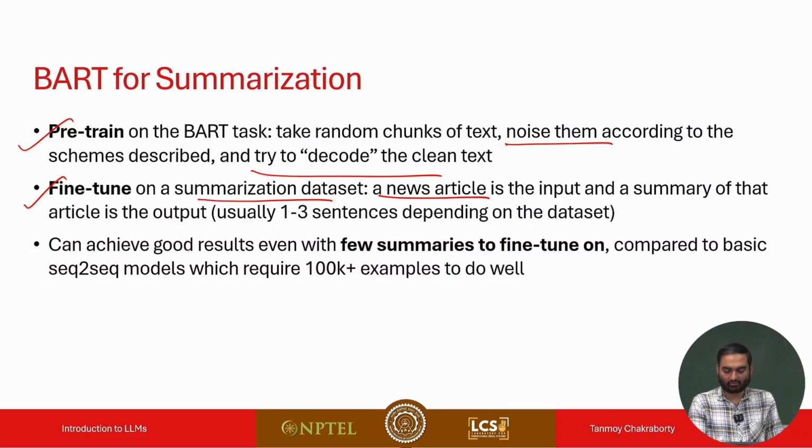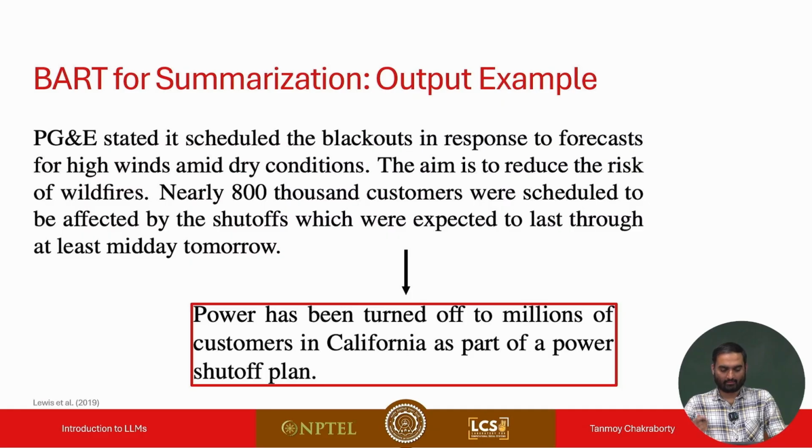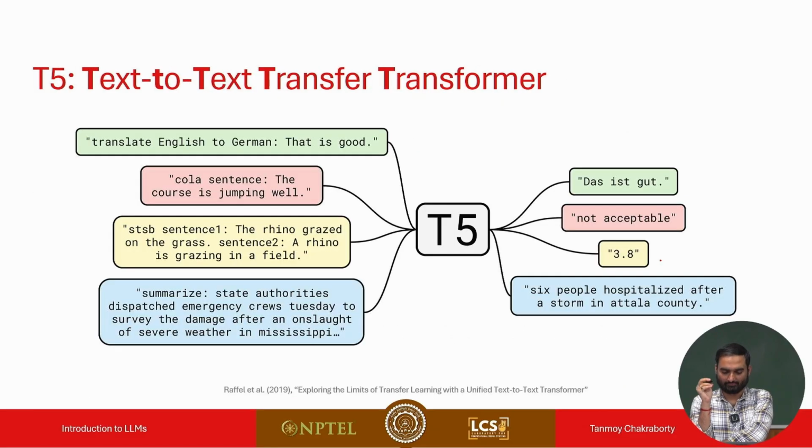It also showed that you don't need a large data set, you need only a few summaries for fine-tuning, as compared to normal sequence-to-sequence models, let's say LSTM or GRU kind of models, which require a lot of data for fine-tuning. Here, since your model is already pre-trained, you don't need to fine-tune that much. So here is an output of the BART model. This is the document that was given for summarization, and this is the summary that was obtained from the model.